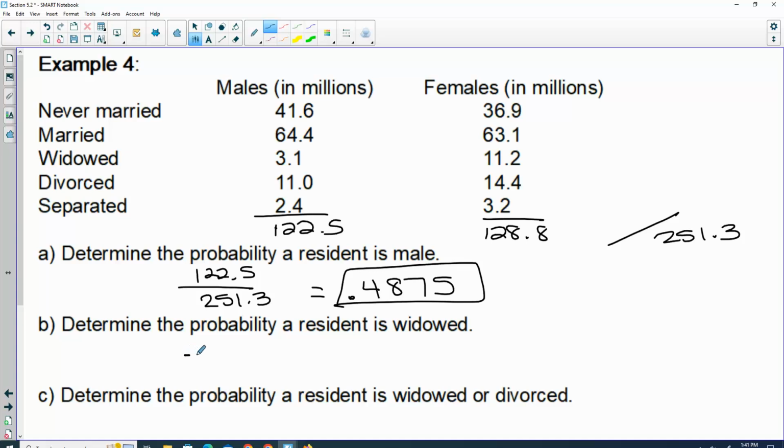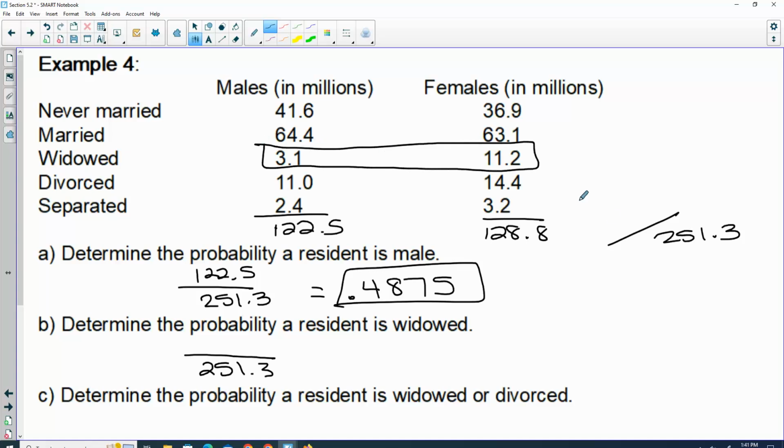Alright, determine the probability a resident is widowed. So my total is still the 251.3. The top, I want the widowed. So we need to add male and female together here.